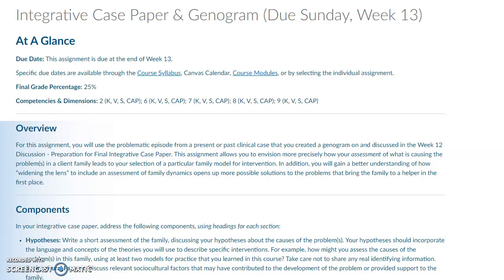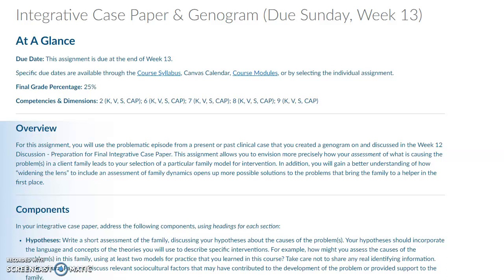It can be something related to a family trauma. It can be something related to a particular diagnosis that one of the family members may hold. There's a variety of different things that we could identify as a problematic episode. You just want to make sure that you identify it and that you're specific about it in your description.